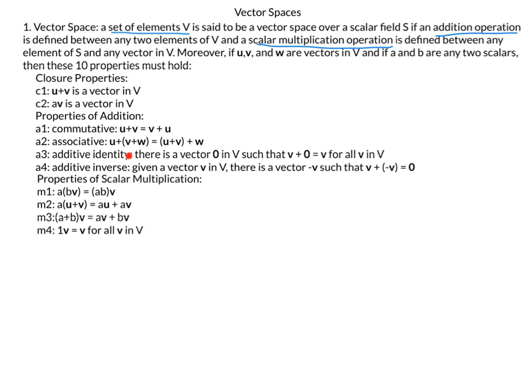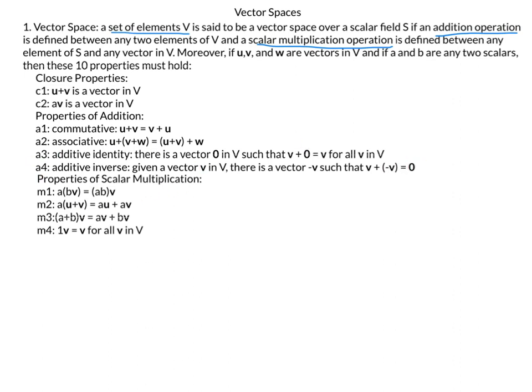There's an additive identity. In other words, there's a zero vector, which I have in bold, in V, such that any vector v plus the zero vector always gives you back v, for all v in your set. There's also an additive inverse. For every vector in your set, there's an additive inverse, which we'll denote with negative v, such that the vector v plus its inverse is equal to the zero vector.